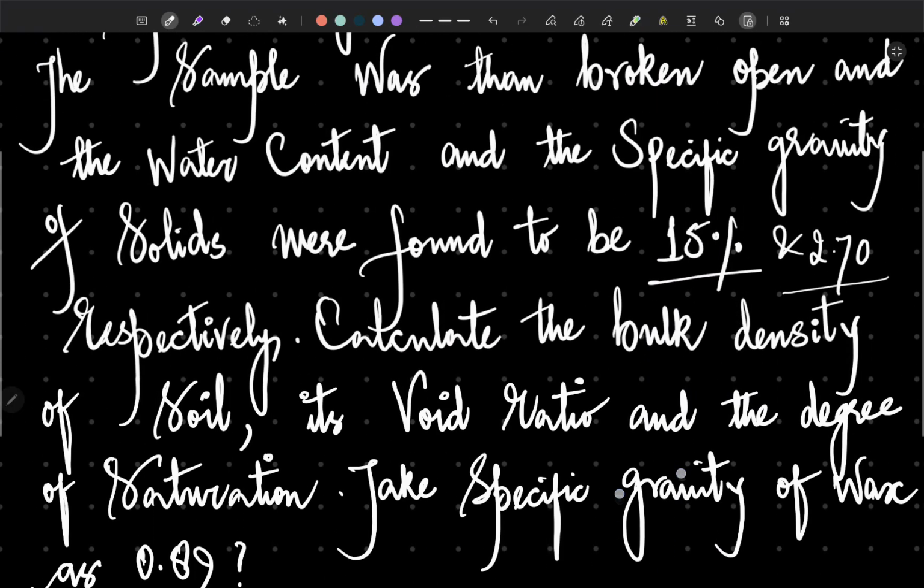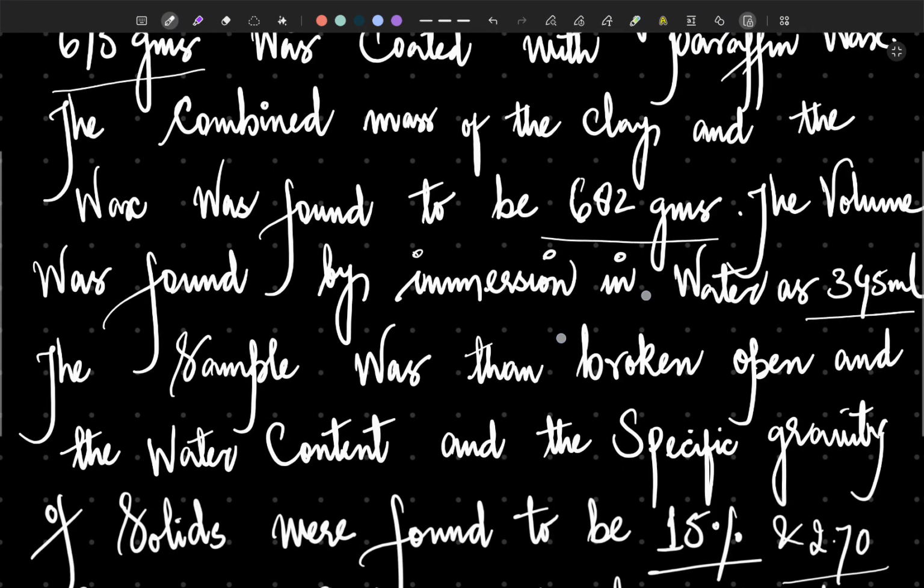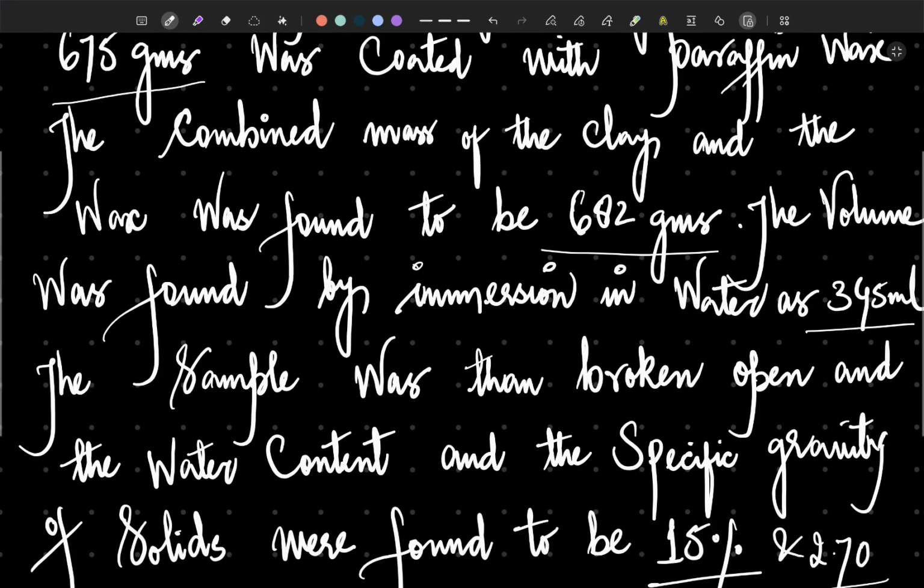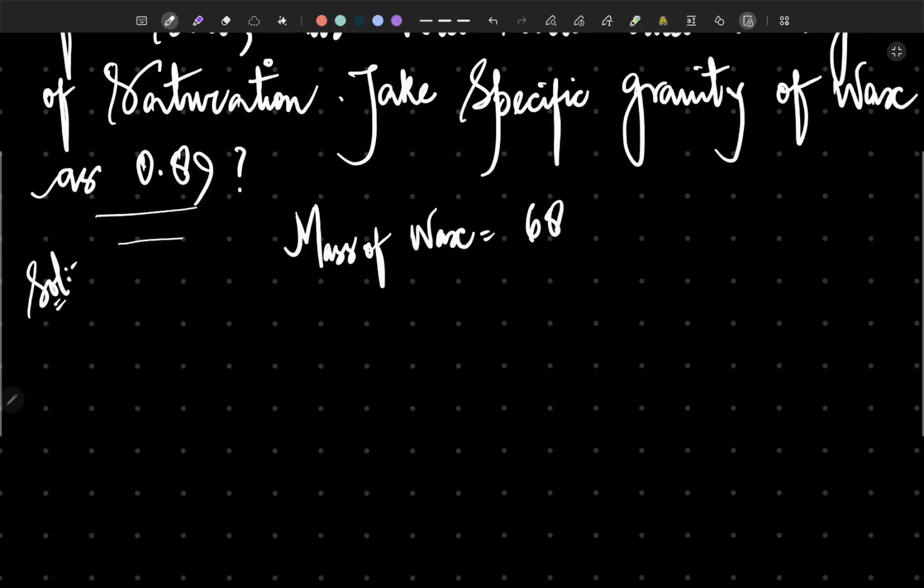See carefully what is given in the question. A sample of clay having a mass of 675 grams was coated with paraffin wax. The combined mass of the clay and the wax was found to be 682 grams. So the mass of wax is 682 minus 675 grams, which is equal to 7 grams. 7 grams is the mass of the wax.